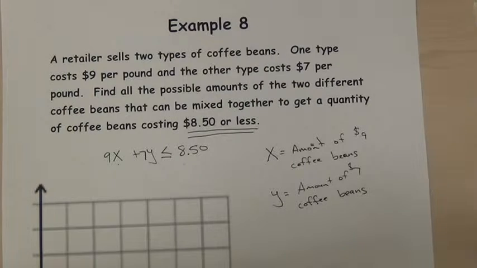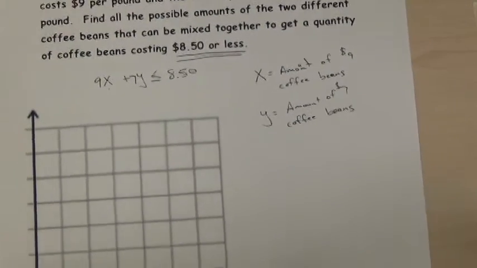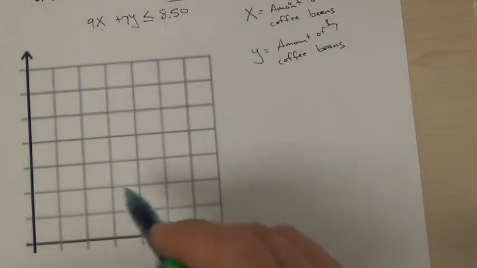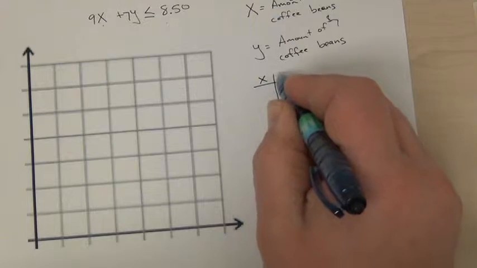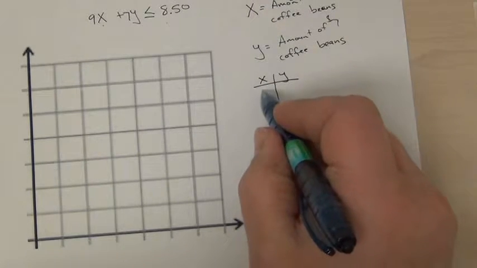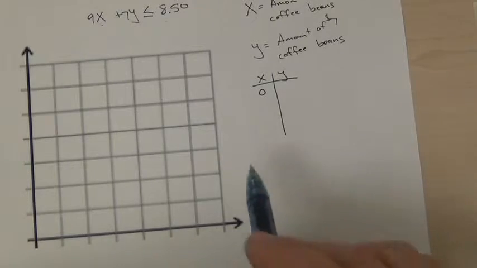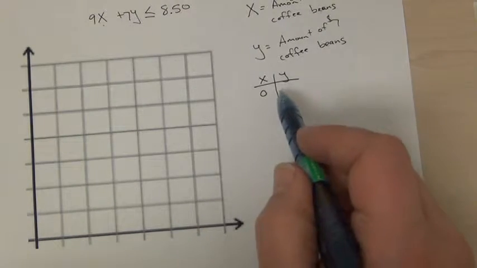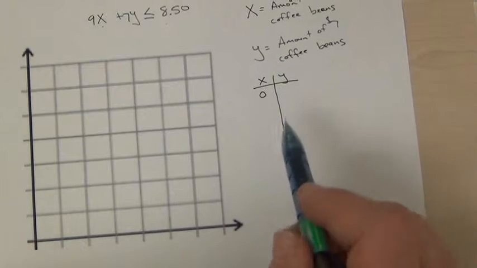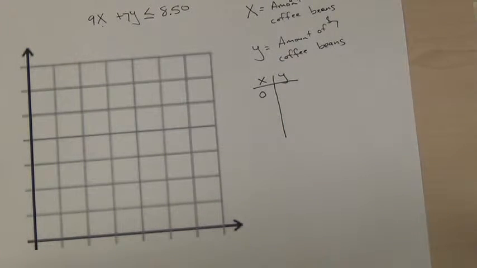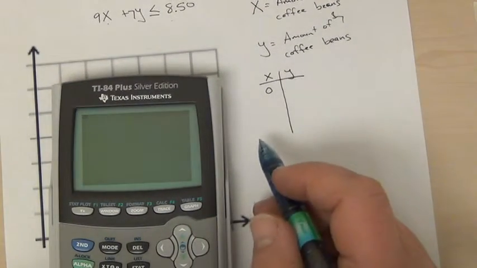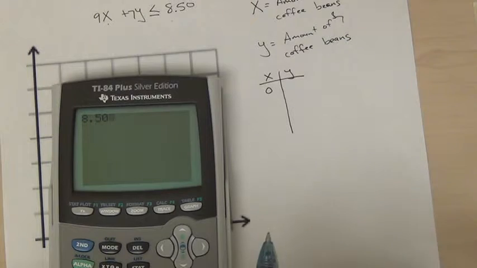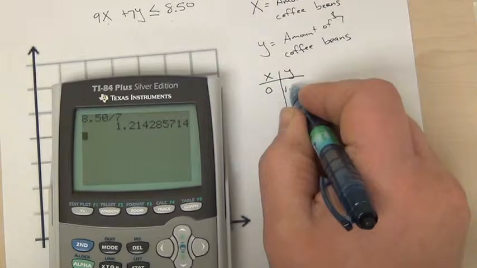Well, I want to represent this graphically, and the easiest way to graph this is to find the x and y intercepts. So I'm going to create a table of values, x and y, and to find the y-intercept, the easiest thing to do is plug 0 in for x and solve for y. And what this would represent is if I bought all $7 coffee beans, how many pounds might I be able to afford? So I'm going to do that on my calculator here. And to solve for y, I'm going to take the price, $8.50, and divide by 7. And I get about 1.2.